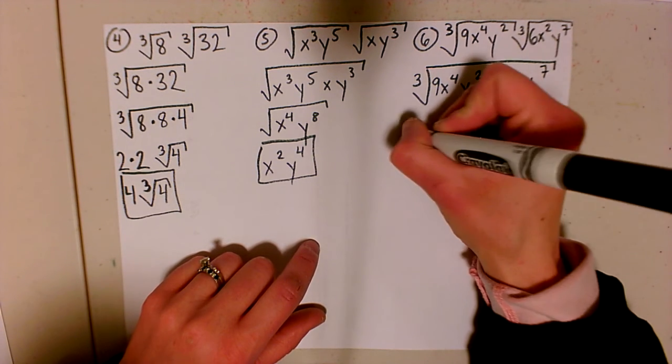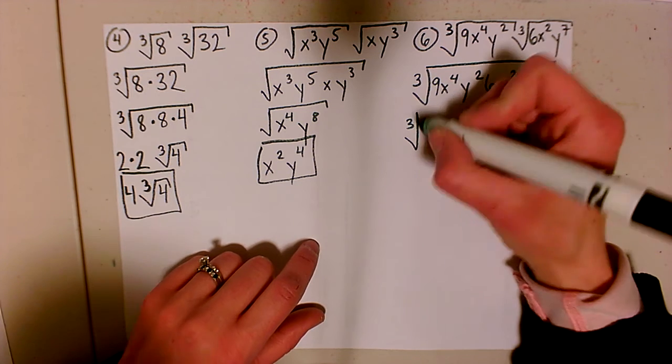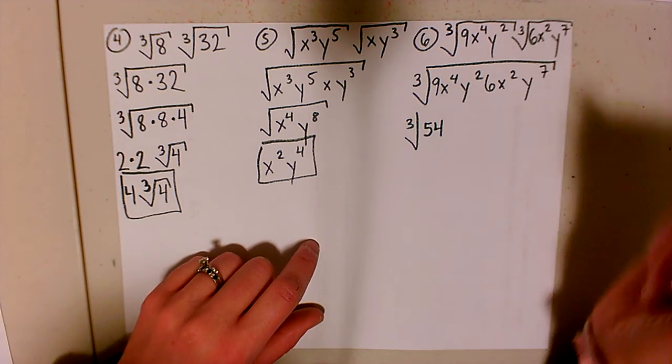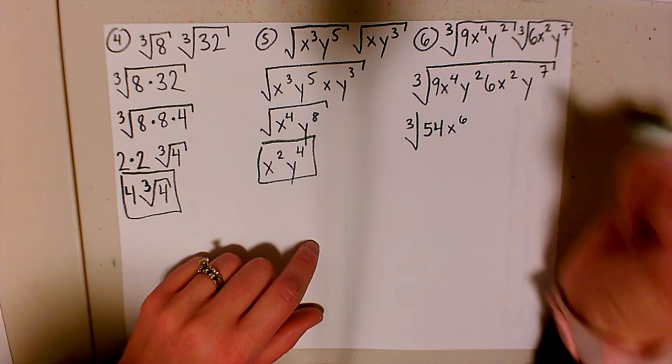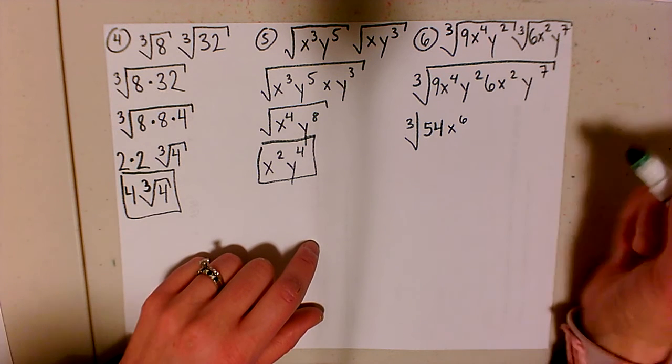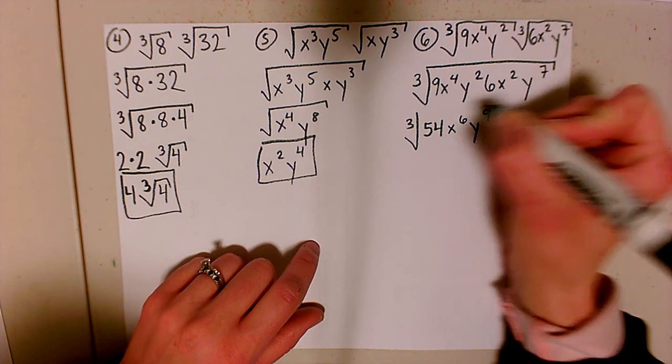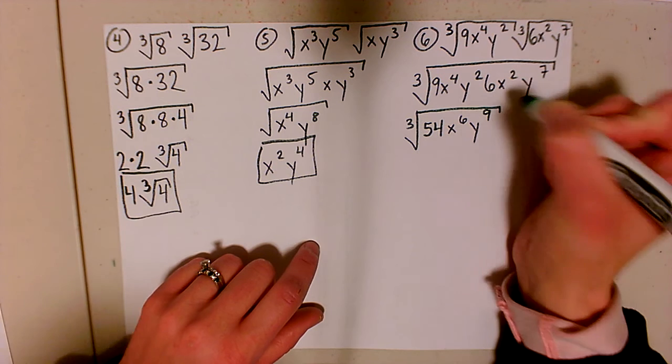Okay, so we can multiply things out. So the 9 times 6, well, I know that's 54. x to the 4th times x squared, I know that's x to the 6th. And then y squared times y to the 7th, I know that's y to the 9th.